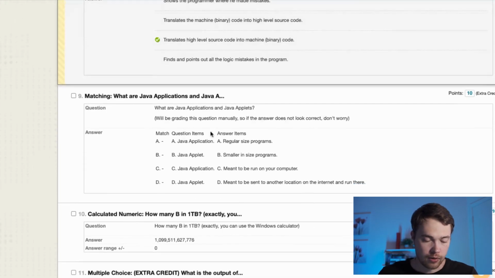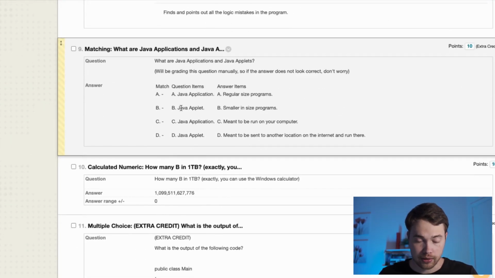Okay. Now this is the 9th question I was grading manually. Java application is a regular size program. Java applet is a smaller size. Java application is meant to be run on your computer. Java applet is meant to be sent somewhere else.